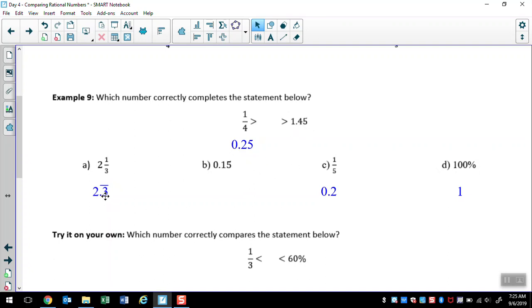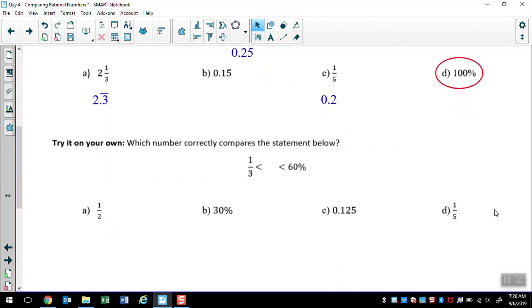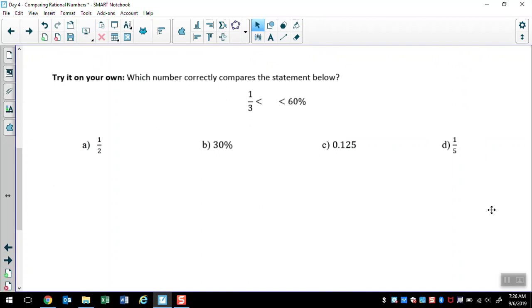Well, 2.3 repeating, that's bigger than 1.5. That'd be over here, so that's not going to work. 0.2, well, that's less than 0.25. That's going to be down here. 0.15, that's also less than 0.25, so that's going to be down here. So the only one left would be that 1, which makes 100% our answer. Okay. All right. That's it for our notes. I want you to go ahead, you can stop the video and then complete the last try on your own. I'll see you in class.